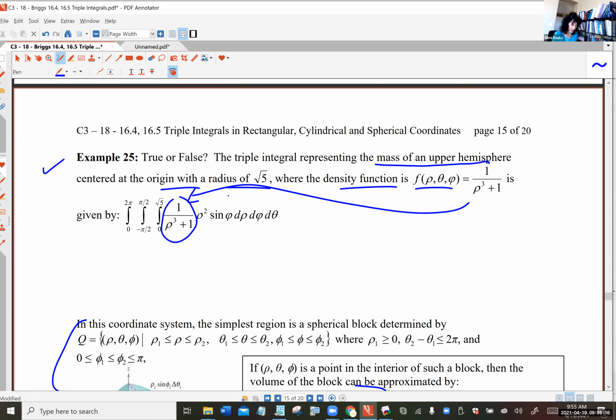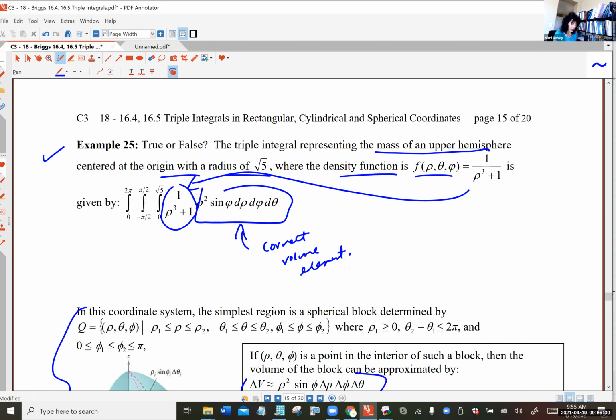That looks beautiful. Does it look like it's going to work? Well, you do have the correct volume element. So this is good. This is the correct volume element because you've got the rho squared, the sine phi, the d rho, the d phi, the d theta. That looks good. So I claim this is false.